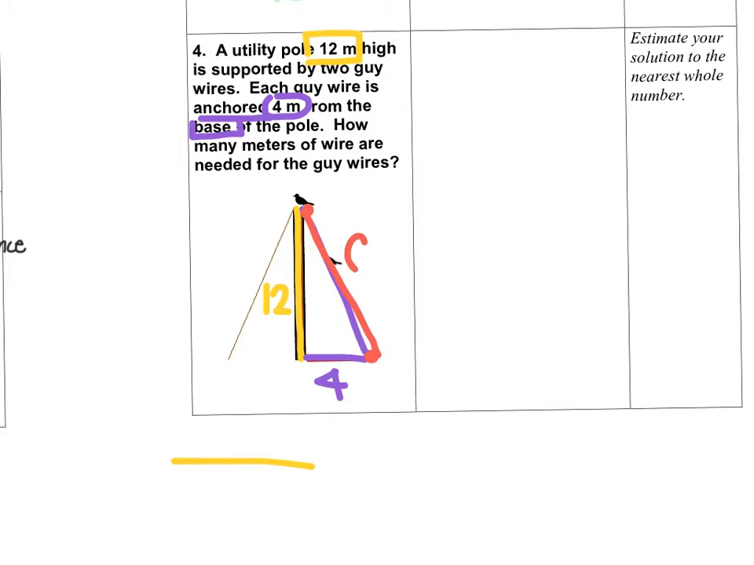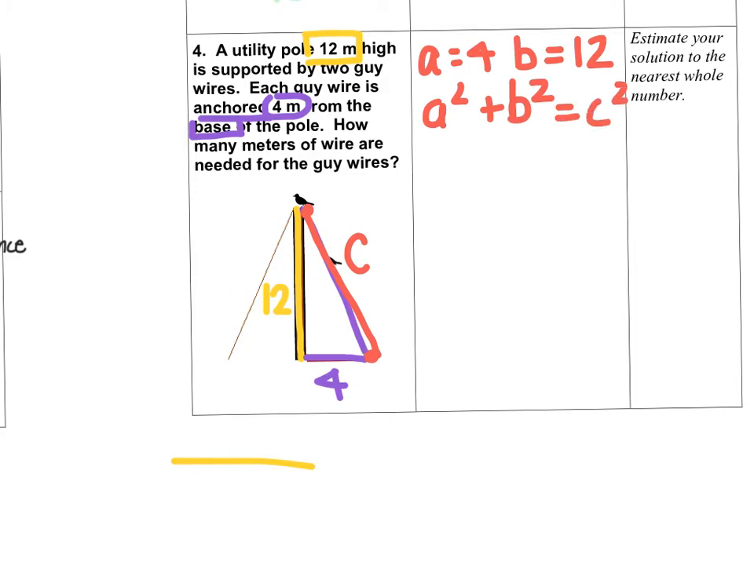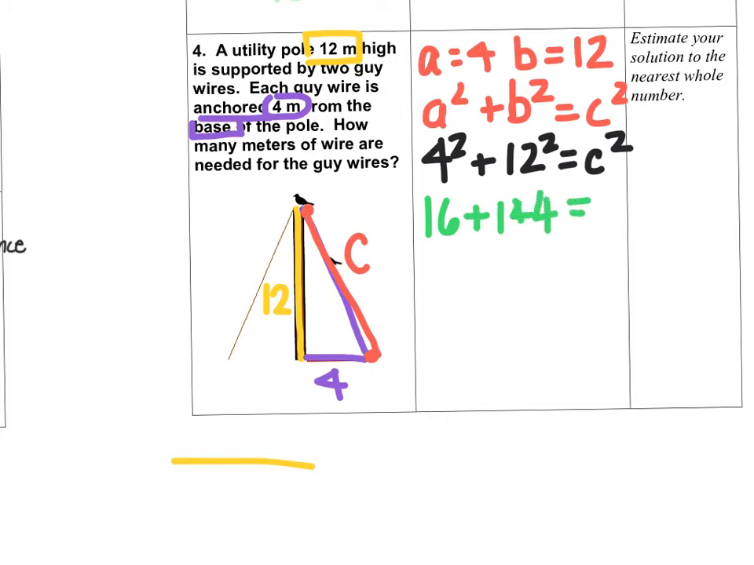All right, where's your hypotenuse? We're looking for the C. So let's substitute our numbers. We can have A is 4, B is 12, and we're looking for C. So we'll start with the Pythagorean theorem, a squared plus b squared equals c squared, and we'll substitute. So we'll have 4 squared plus 12 squared equals c squared. We'll simplify and solve. 4 squared is 16, and 12 squared is 144. And that's equal to c squared. These are on the same side of the equal sign, so we simply add them together.